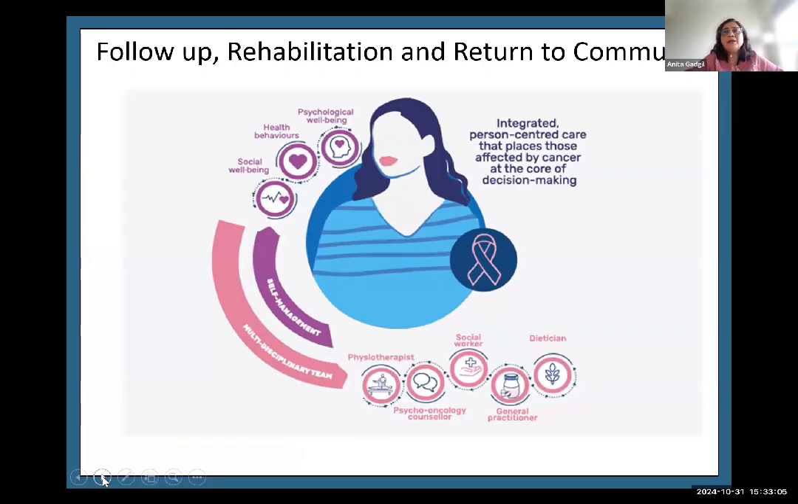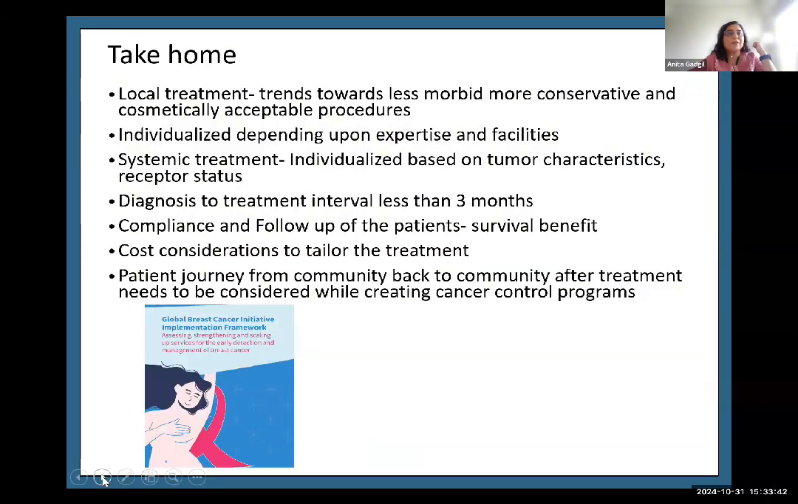And how do you do rehabilitation, follow-up and return to community? As I mentioned, again, a multidisciplinary approach: a dietitian, a general practitioner who will follow the patient up, and a social worker who will make sure that she's not discriminated against and her job is not taken away. They counsel the woman to continue to do the job and not lose wages as far as possible, along with a physiotherapist, and so on, and of course the psychological and social well-being. So that's how we can send the women back to the community to perform the roles they started with.